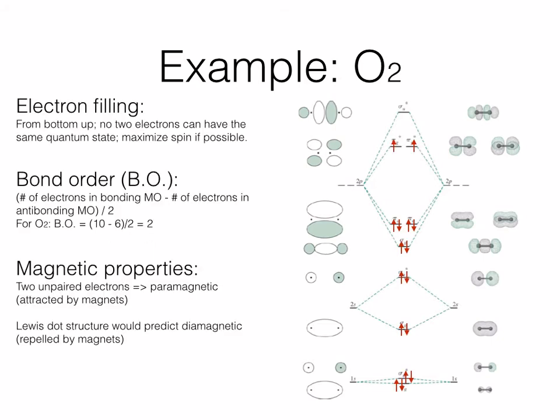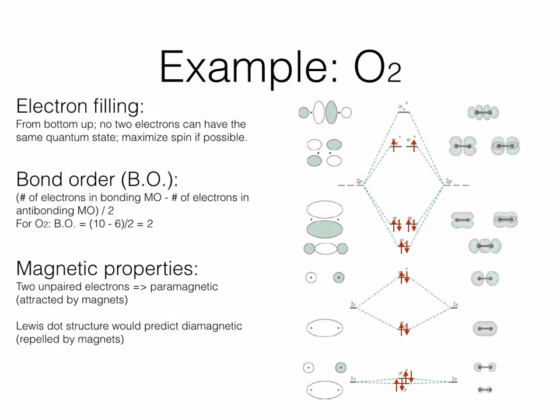Now, if you follow this rule, you will end up with an electron configuration that looks something like this. You basically fill up all the MOs formed by 1s, 2s, and the bonding MOs of 2p. And finally, there are two electrons left, and there are two pi g star orbitals. So to maximize electron spin, you would put two electrons in parallel, one in each pi g star orbital.